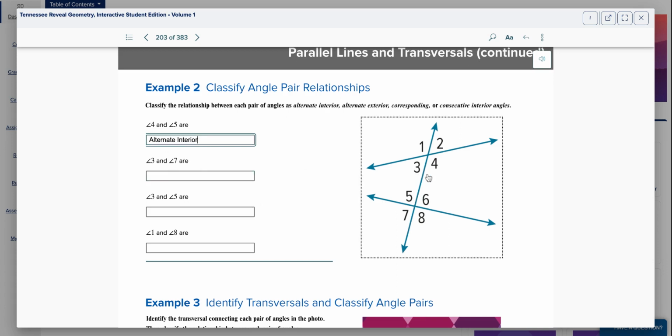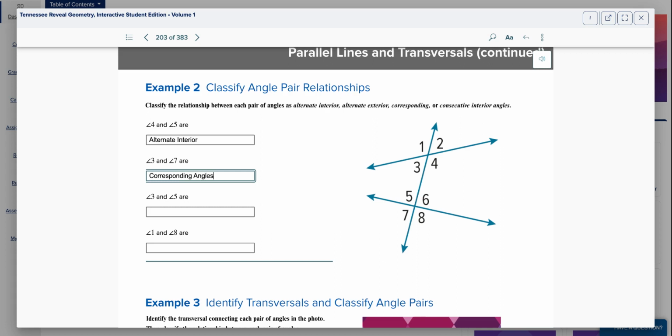3 and 7. All right, 3 is on the inside of these two lines. 7 is on the outside. Well, there's only one situation where that happens, and that is corresponding angles. These are corresponding angles. One is an innie, and one of them is an outie.